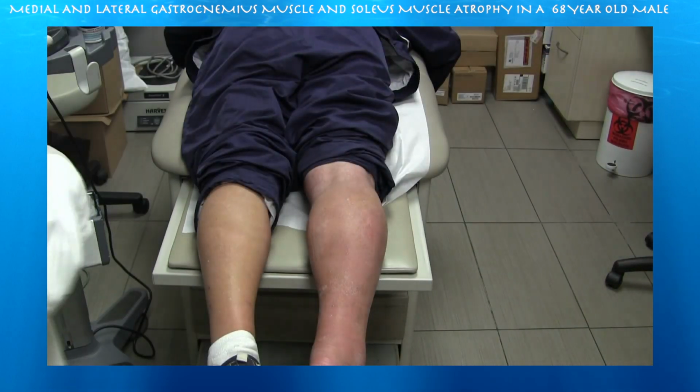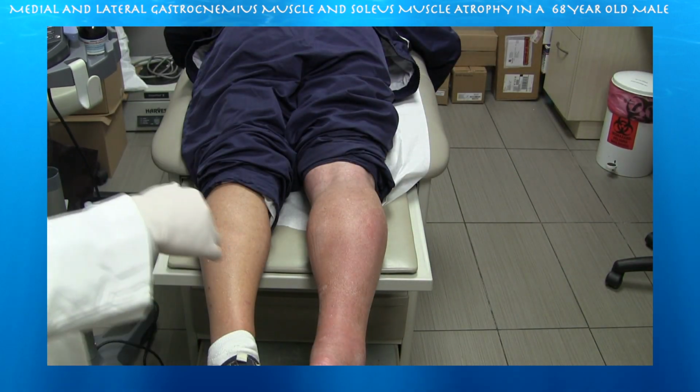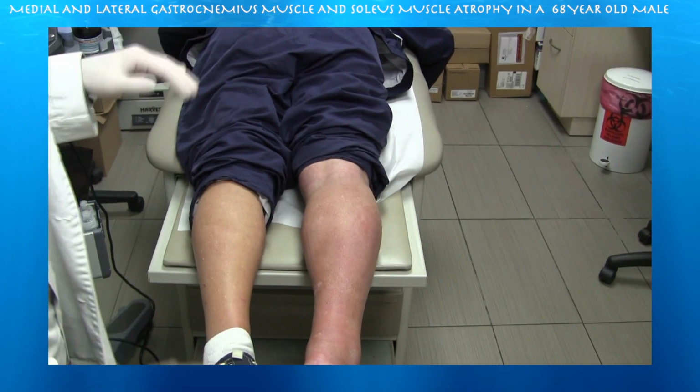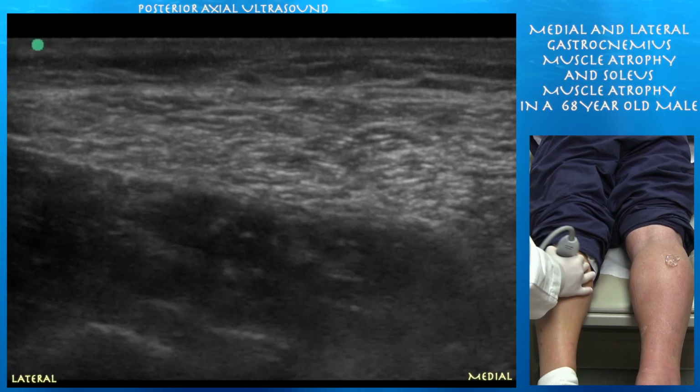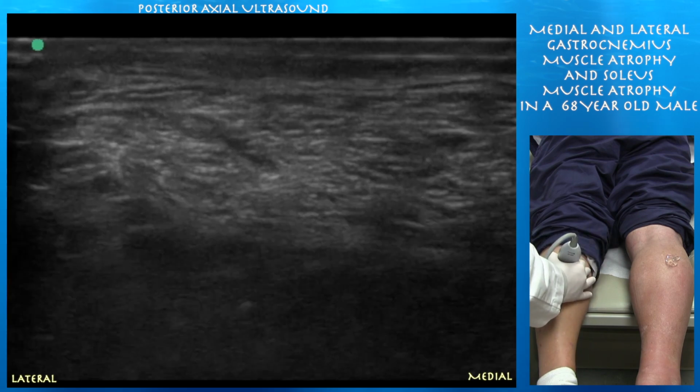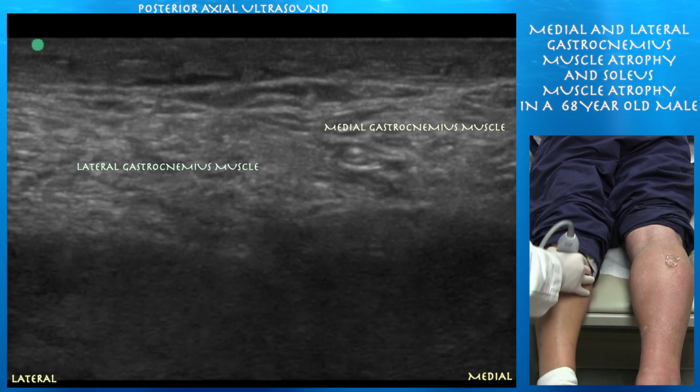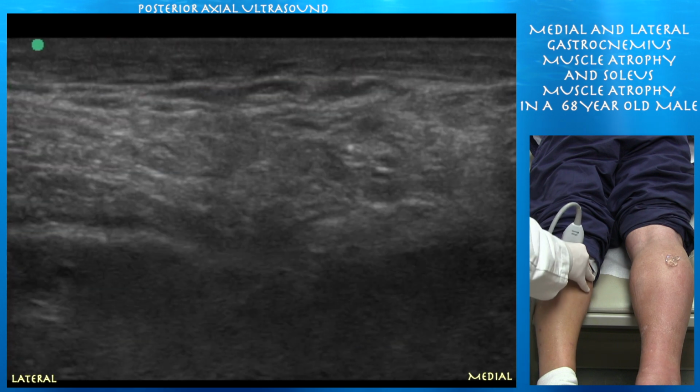Certainly you can appreciate a lot of swelling in the calf. So I'm just curious what the muscles look like here on ultrasound. His left side, looking at the lateral gastroc, and we're going over to the medial gastroc. You can see the soleus underneath that. Here we're looking at normal lateral and medial gastrocnemius muscles. You could make out an interface between those two muscles.